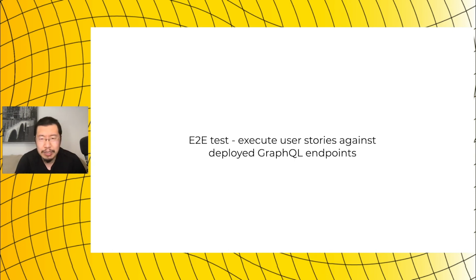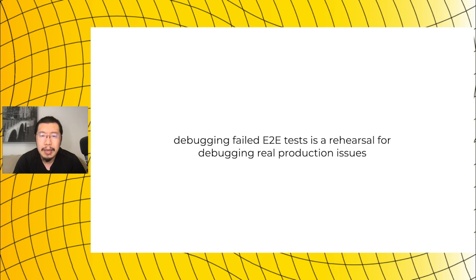And then I also have end-to-end tests that run user stories, like the user signs in, creates a profile, searches for activities, joins a user's activities, and so on. And I run this against the deployed GraphQL endpoints. So this will always be run after the deployment itself. And if you have any failed end-to-end tests, then great. Use this as a valuable rehearsal for how to debug problems in production.